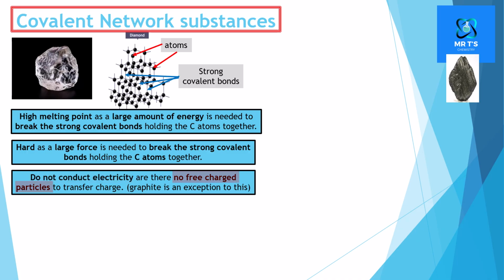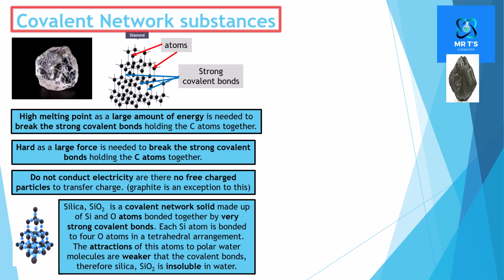Now, this is the same for all covalent networks, silicon dioxide as well, apart from graphite, that is an exception, and we'll look at that specifically. So silicon dioxide here is a covalent network made up of silicon and oxygen atoms bonded together by very strong covalent bonds. Each silicon atom is bonded to 4 oxygen atoms in a tetrahedral arrangement. Actually, that's the same for diamond. So, does this dissolve in water? No, the attractions of these atoms to polar water molecules are weaker than the attractions that the silicon and oxygen have to themselves. So therefore, it's insoluble in water.